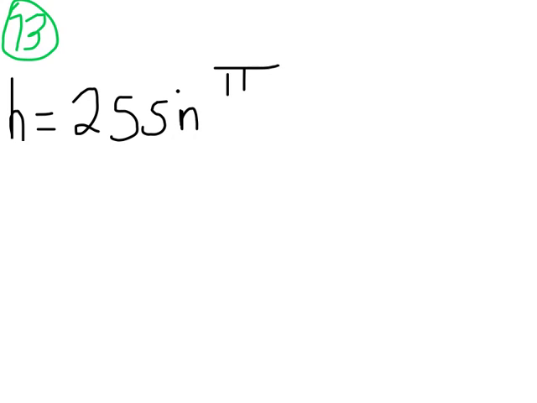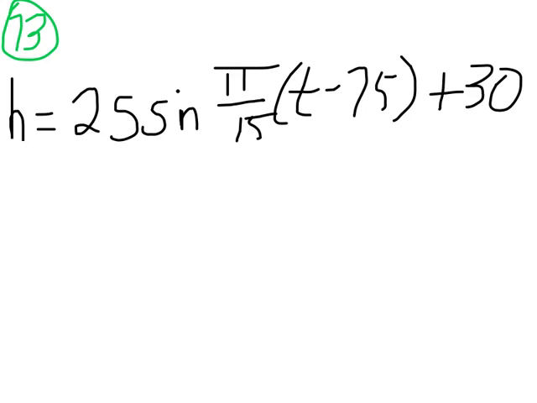Okay, so 73 says you're riding a Ferris wheel. Your height h in feet above the ground at any time t in seconds can be modeled by h equals 25 sine of pi over 15 times t minus 75, plus 30. This has lots of stuff on it, so maybe it would be nice for us to come in and label it A sine.